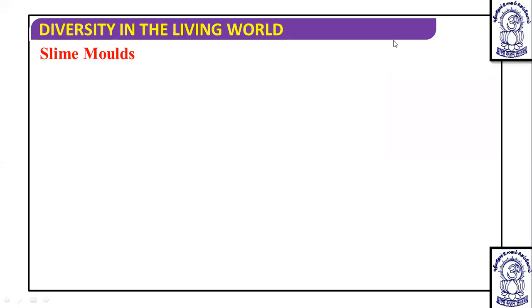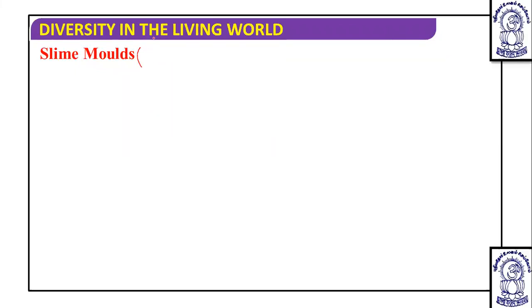Hello students. So after completion of the initial part of Protista, Kingdom Protista, that is photosynthetic protist, and in that photosynthetic protist we have completed with the chrysophytes, dinoflagellates and euglenids. Now we will be talking about slime mold in this lecture.